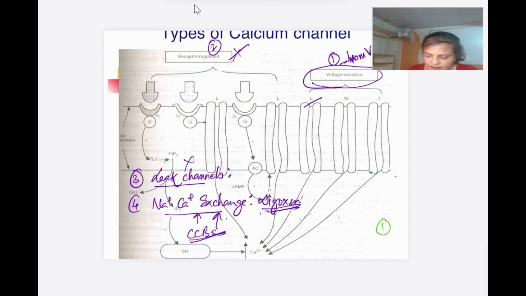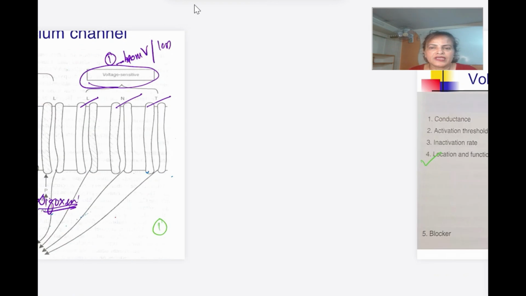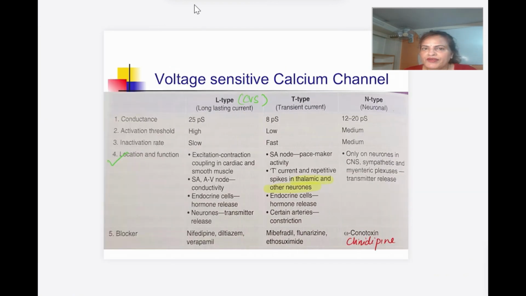We have L type, T type, and N type. You can see in the next figure, this again I have taken from KD Tripathi. Here the most important thing is their location. So you should focus on this, and the important blockers. Activation rate, inactivation rate, and activation threshold, low and high. Especially this one, it is a low activation threshold type.